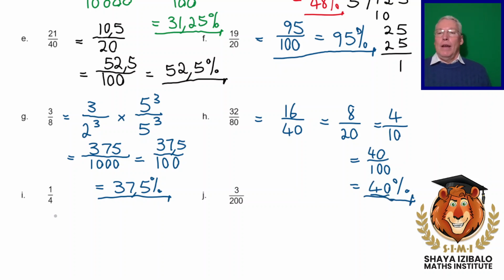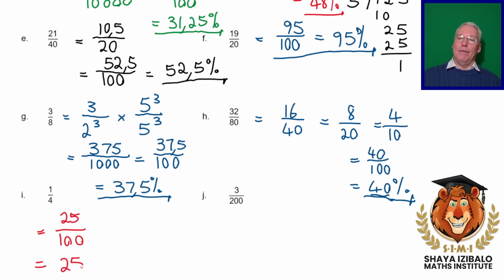Okay. A quarter? Well, what must we multiply 4 by to get to 100? By 25. If we multiply the bottom by 25, we must multiply the top by 25. 1 quarter is 25%.